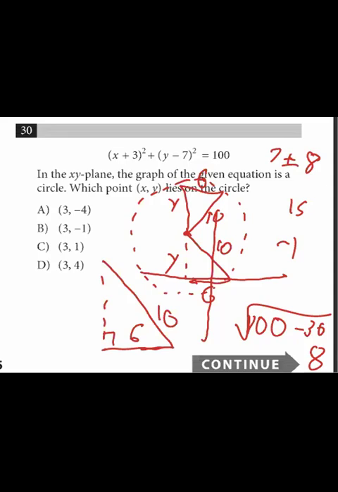So in that case, the correct answer would be B. It would be at 3, -1. And the other answer would be 3, 15, but that's not one of the answers they provided. So the correct answer is B, at 3, -1.